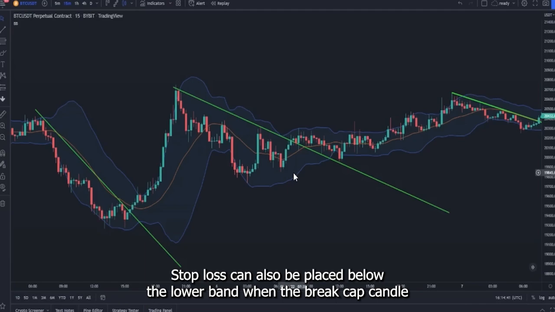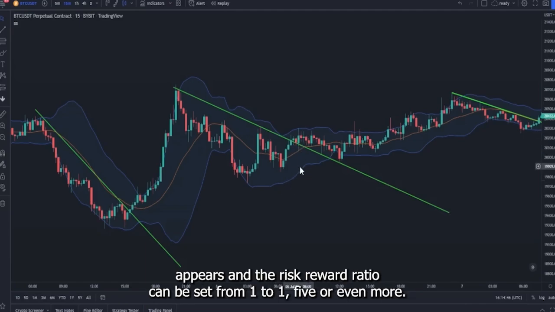The stop loss can also be placed below the lower band when the breakout candle appears, and the risk-reward ratio can be set from 1 to 1.5 or even more.